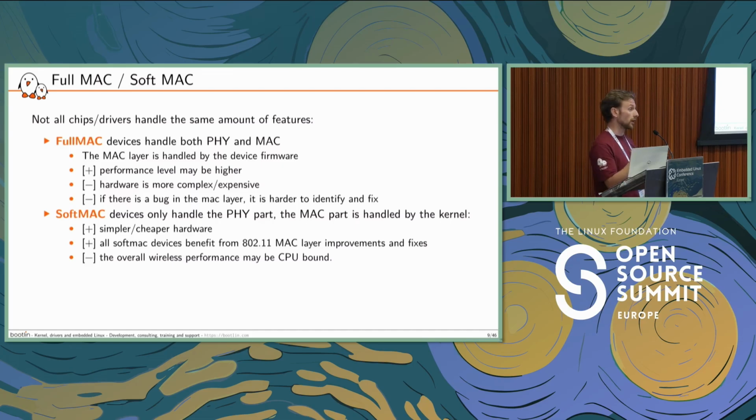The MAC layer is running in software in our kernel. This is a generic layer implemented in the kernel. In this case, we expect, on the contrary, simpler hardware, and possibly cheaper. And if we have an issue in the MAC layer, we can fix it. It's the kernel: we fix the bug, deploy our kernel again, and all the SoftMAC devices benefit from this fix.